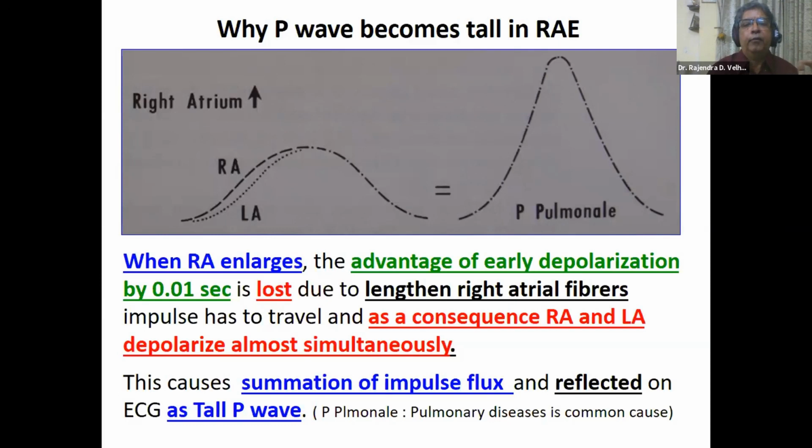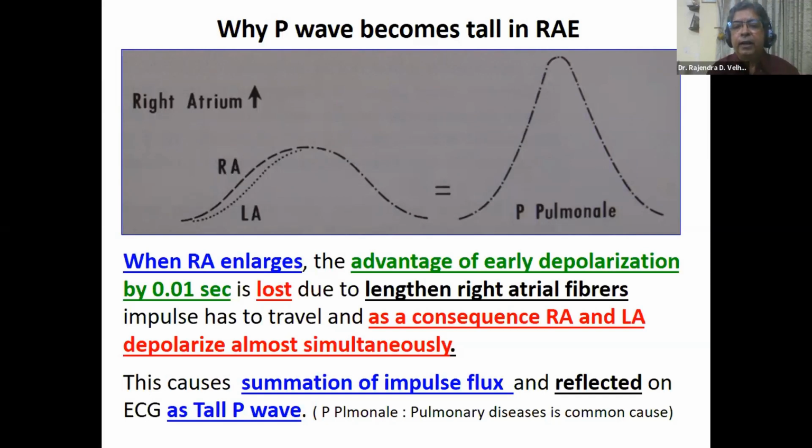And therefore, when they reach the left atrium, the depolarization of the right and the left atrium will occur simultaneously. And therefore, the electrical flux produced will be added together, which will be reflected on the ECG in the form of a tall P wave. Therefore, whenever there is a right atrial enlargement, the P wave will become tall. So the P wave will be taller than 0.4 millivolt.